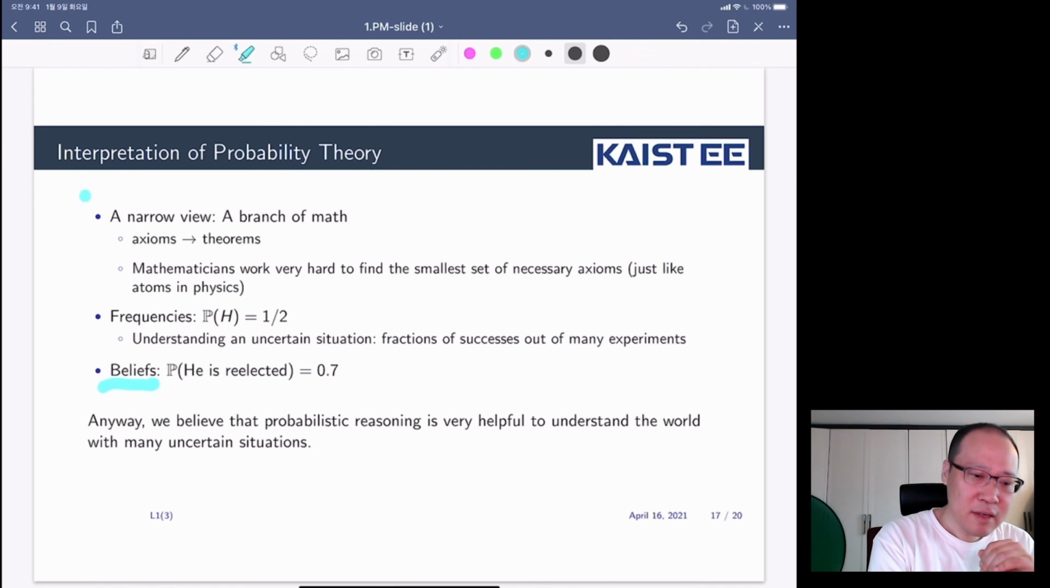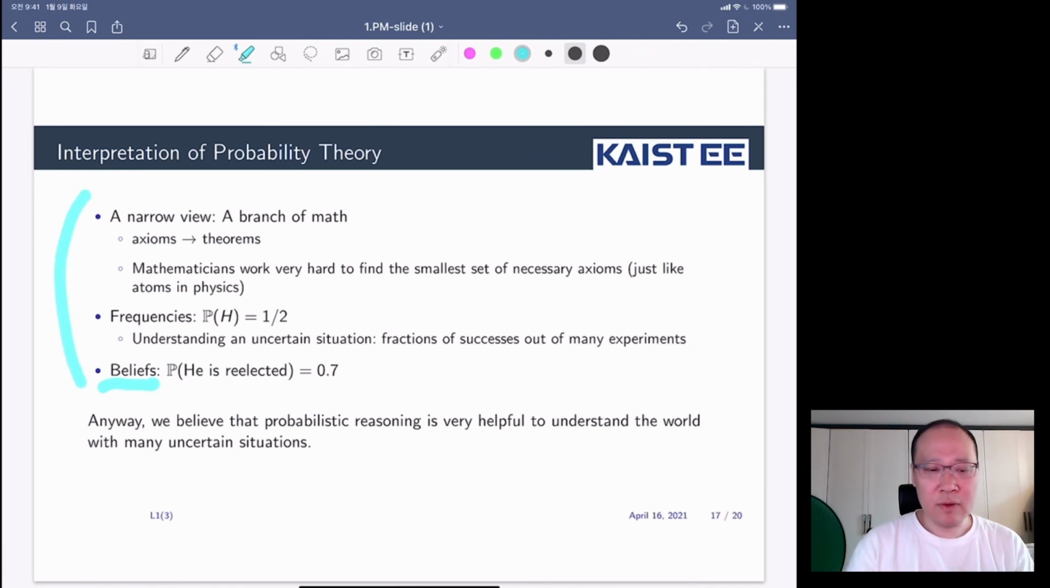There are many views. We're not saying which is right or which is wrong. This is how we understand probability. But anyway, we believe that probabilistic reasoning about uncertain situations is very helpful for understanding a world with many uncertain situations. We believe in the usefulness of probability for doing other things, and that's what we're going to do throughout this course, during the entire semester. Okay?